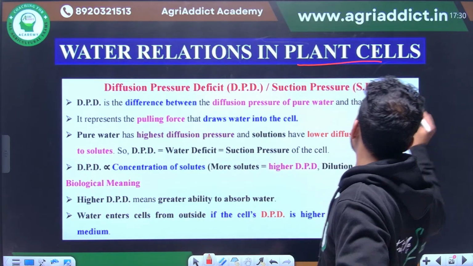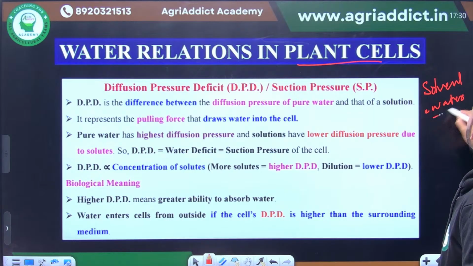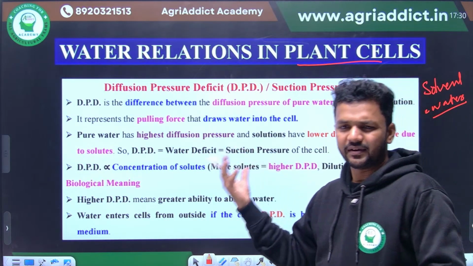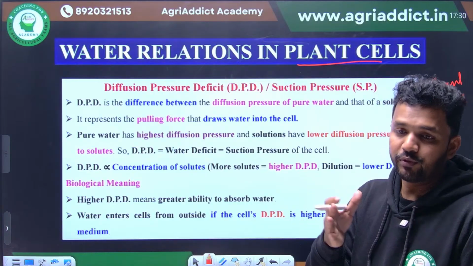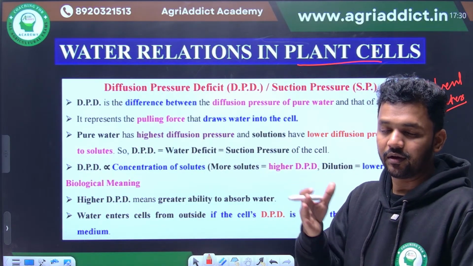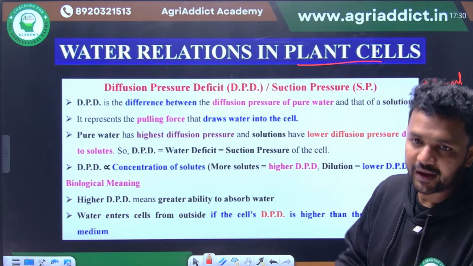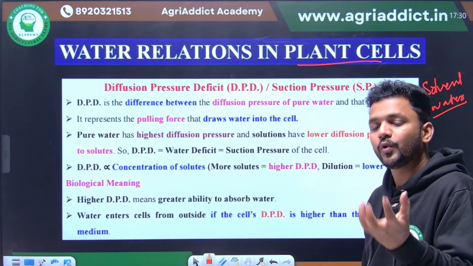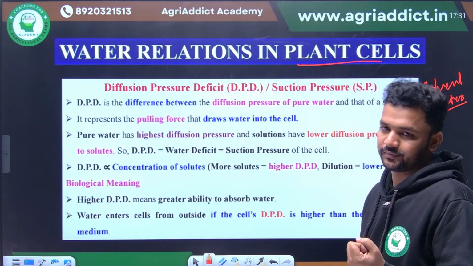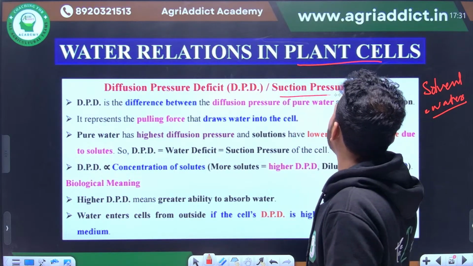In this case the solvent is water, and the solution, whatever is inside the plant cell, the cell sap, that is the solution. So the difference of diffusion pressure between the cell sap and the solvent, that is water, is the diffusion pressure deficit. It means that much water the cell sap can absorb or suck. That's why DPD is also known as suction pressure.